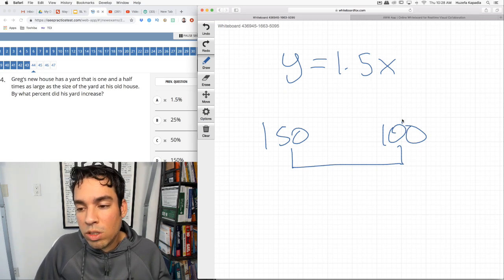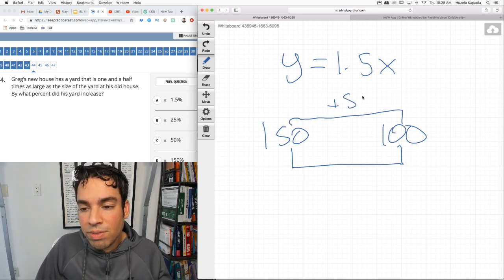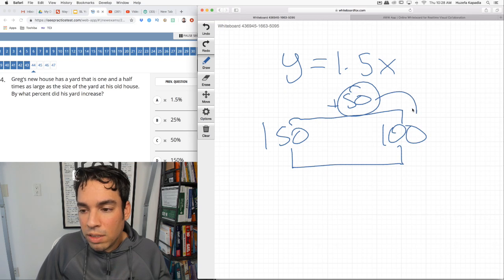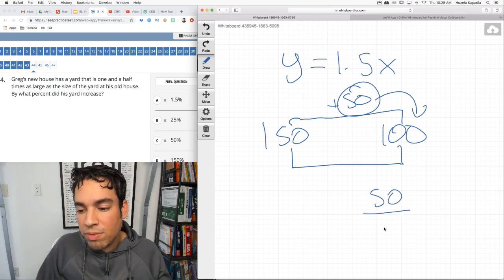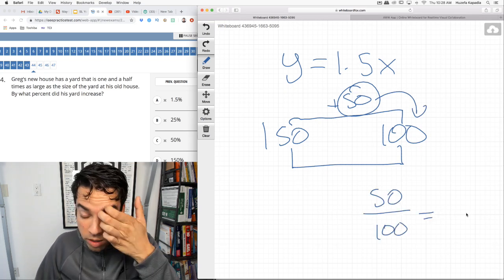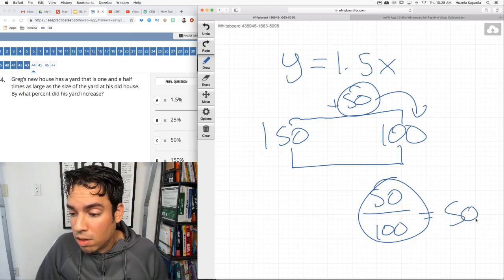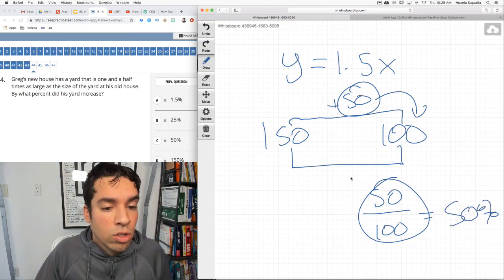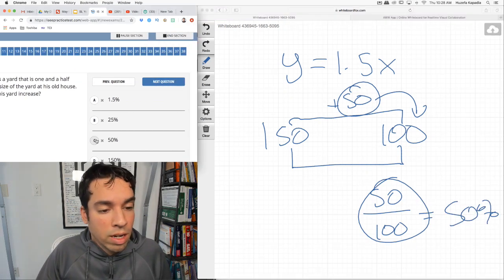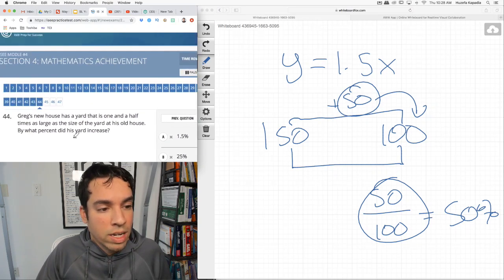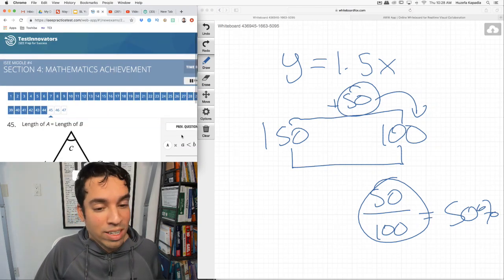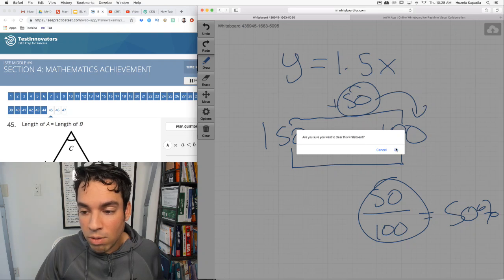So what does that increase? Well, it's gone up by 50, and what percentage of 100 is that? That's 50%. Does that make sense? So you want to think about it that way. You want to look at how much did it go up by, and then what is that as a percentage of the original, and that's how you do that one.